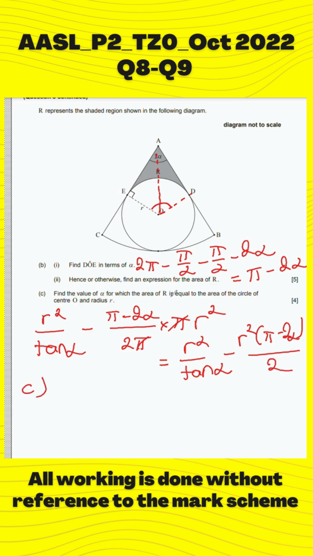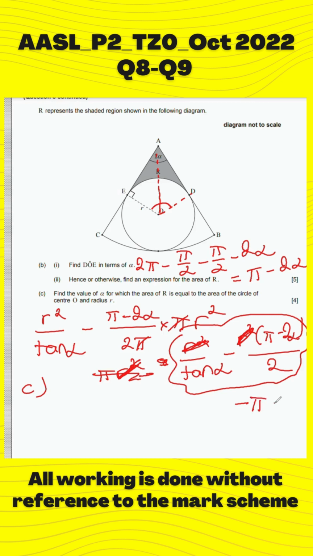Okay, C. Find alpha so that the shaded area equals the area of the circle. So this one will equal the area of this circle, which is pi R squared, and every term has R squared, so I can simplify. Then I move this one to the right side, minus pi equals 0. I put this function into a GDC and find the x-intercept. So alpha will be nearly 0.219 radians.